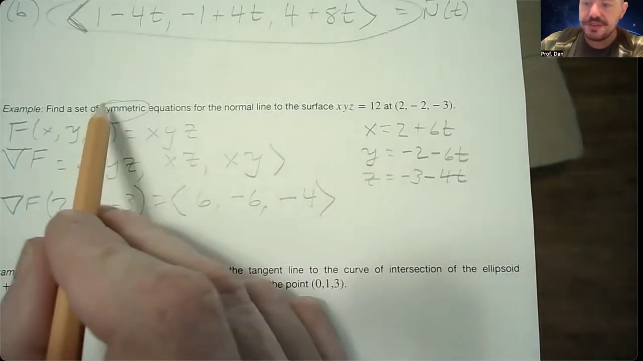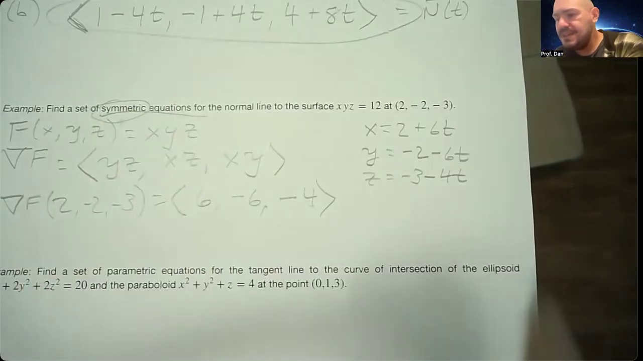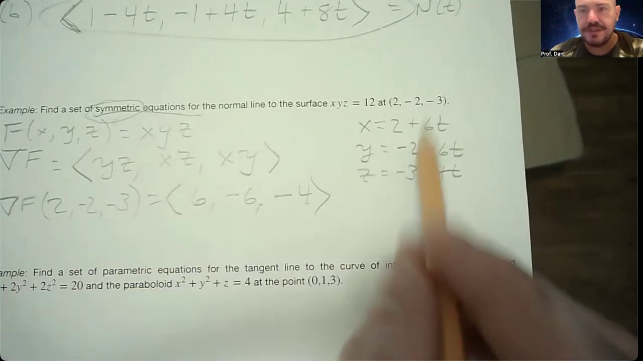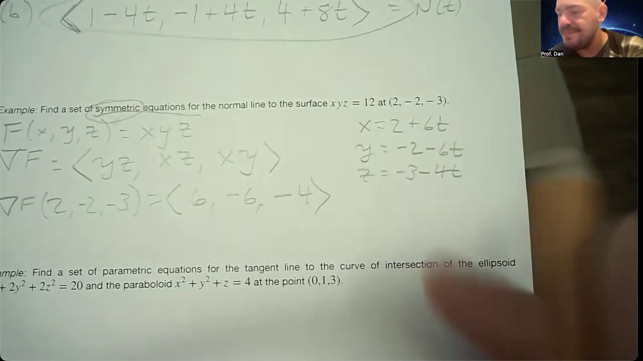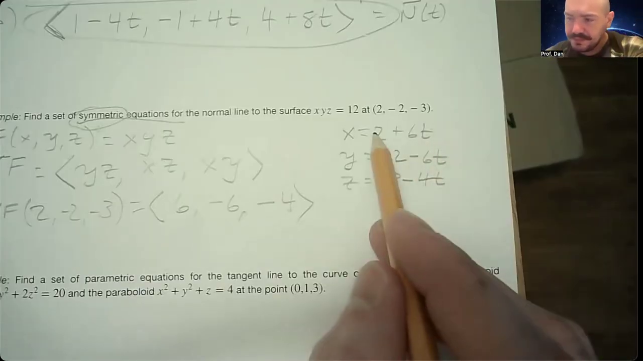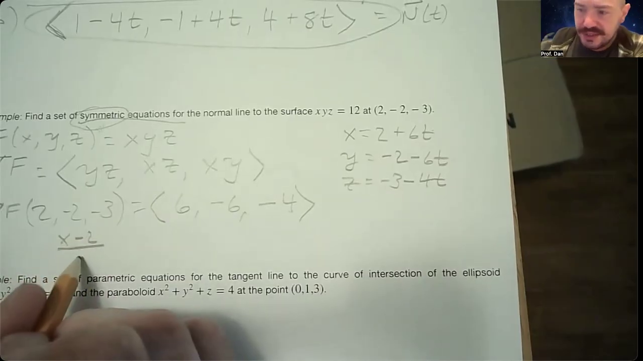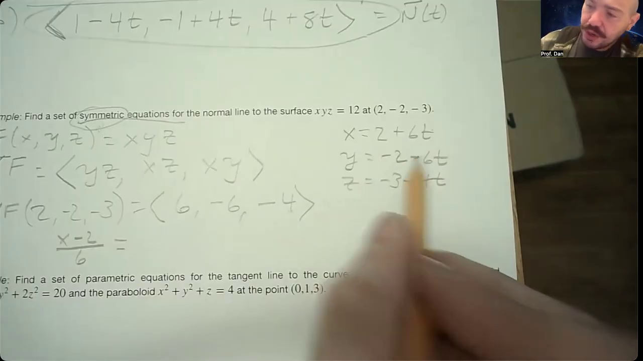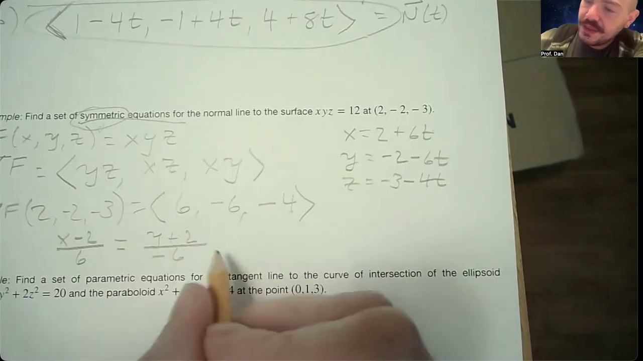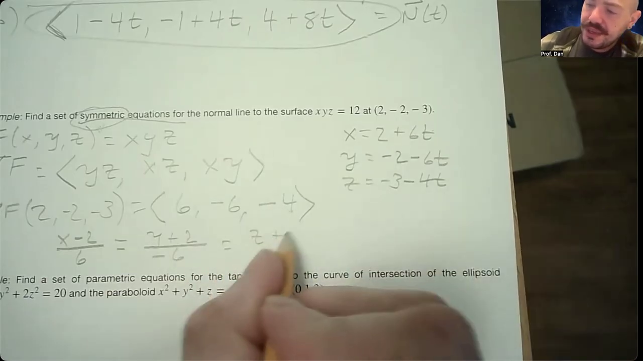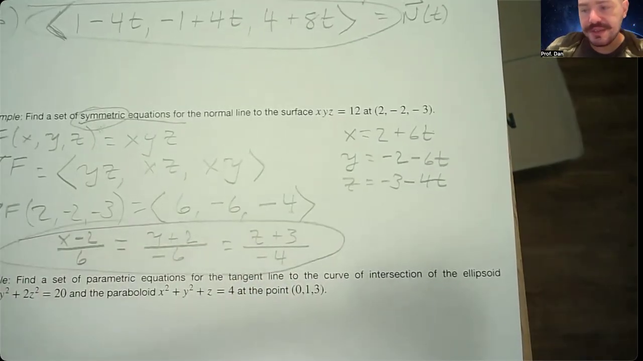But to answer the question in the way that we were told, we would basically just solve each of these equations for t and then set the results equal to each other. And those would be your symmetric equations. So for x, I would subtract 2, so I have x minus 2, and I would divide by 6. For y, I would add 2, and I would divide by -6. And for z, I would add 3, and I would divide by -4. And those are my symmetric equations.